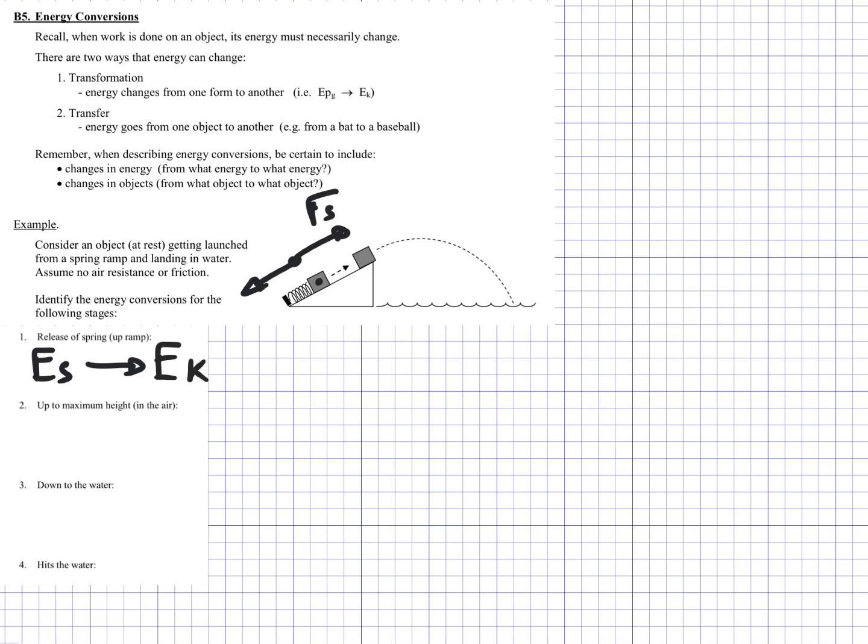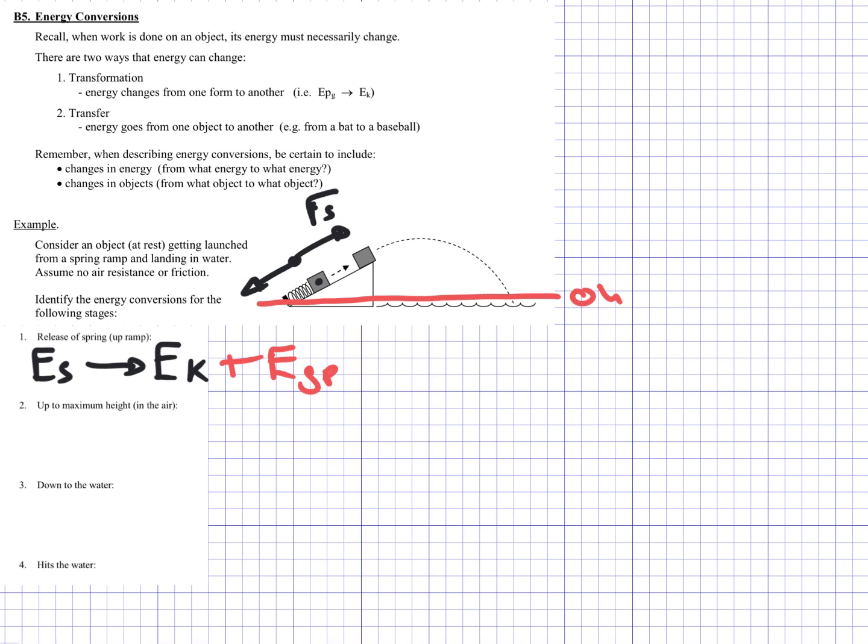And then as the spring keeps pushing, it's going to gain some height. So if we take this to be our 0 height, as it is moving up the ramp, it's also gaining some gravitational potential. So we have all of the spring energy being converted into a combination of kinetic energy because it has to move, but it's also gaining some height relative to my 0 height. So it's going to also be gaining some gravitational potential energy.